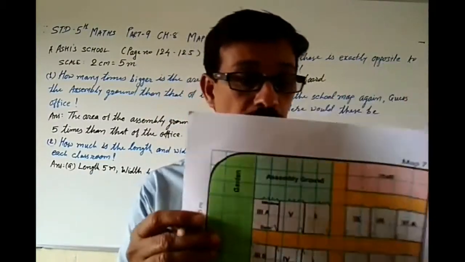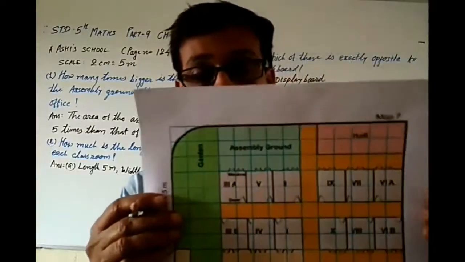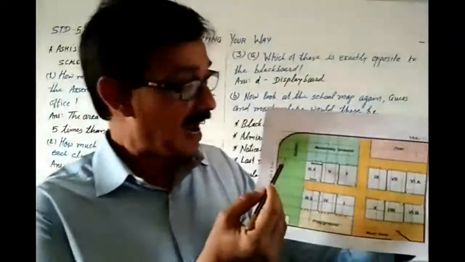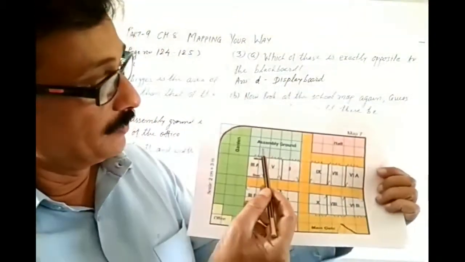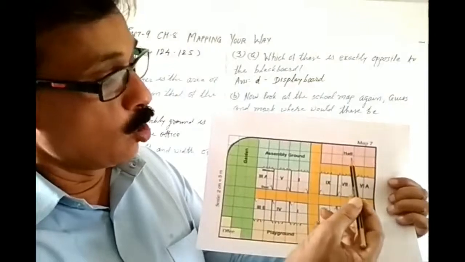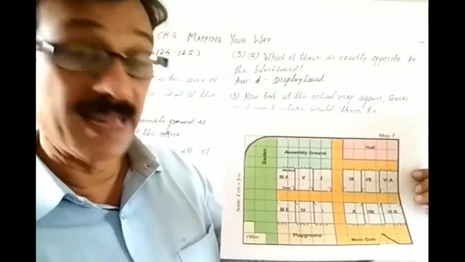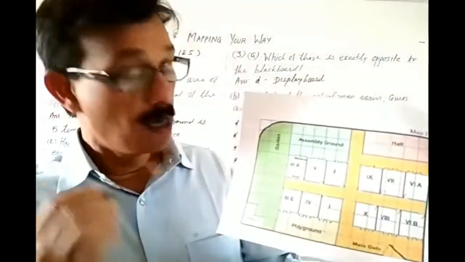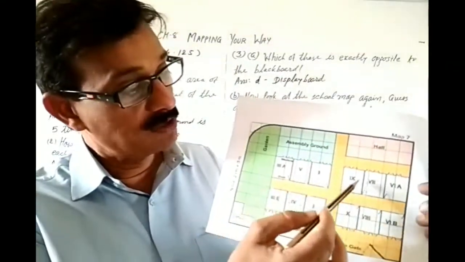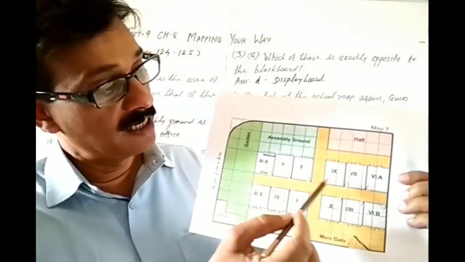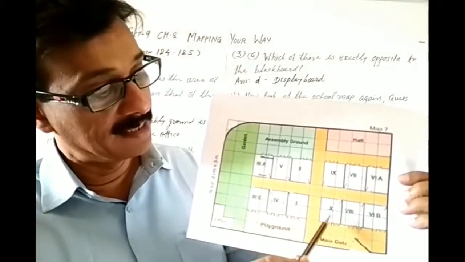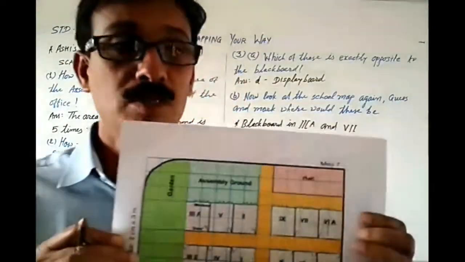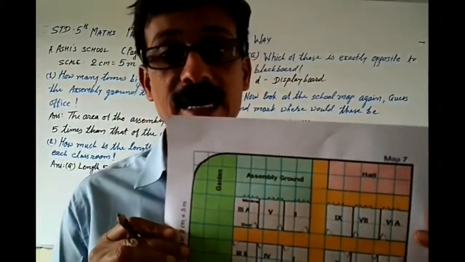Okay. Now look into the map. Here you can see a garden. Here you can see assembly ground, hall, main gate and playground. Here you can see there is an office. Then after, there are many rooms available over there. How many rooms? 1, 2, 3, 4, 5, 6, 7, 8, 9, 10, 11, 12 rooms are there. Let me tell you, all the rooms have the same length and width.